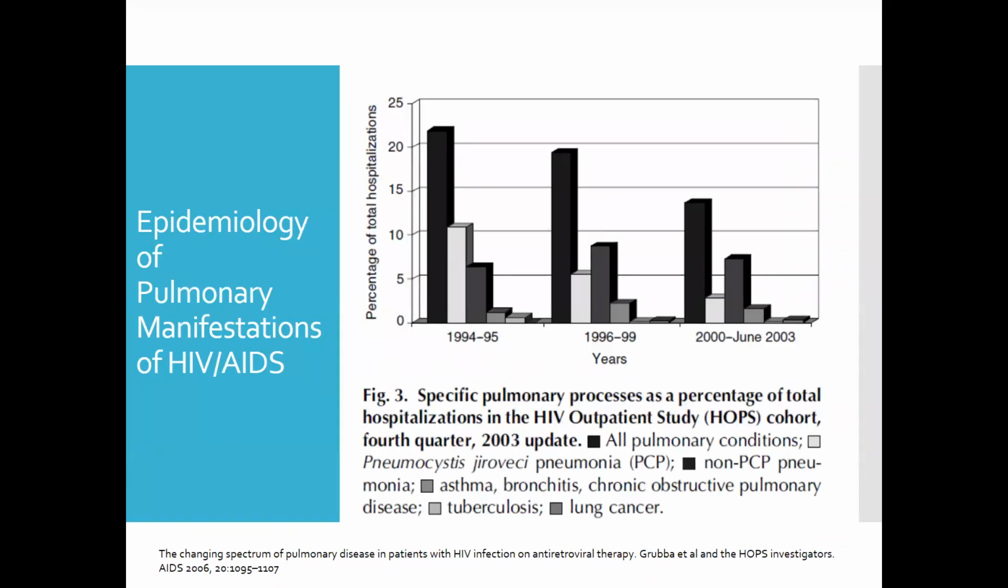Now, this bar chart is a representation of specific pulmonary disorders as a percentage of total hospitalizations in HIV. The black bar represents all pulmonary conditions, and over time we're seeing a decrease in all pulmonary conditions. This is mainly reflective of a decrease in opportunistic infections, because the second bar represents PCP infections. As PCP infections and other opportunistic infections are decreasing, the overall hospitalizations from pulmonary conditions are also decreasing.